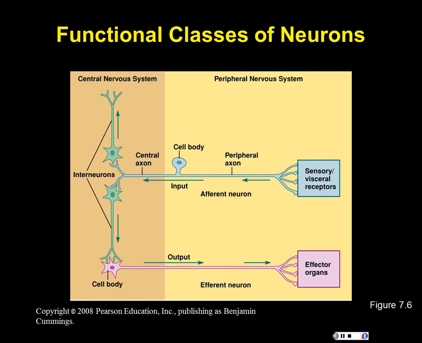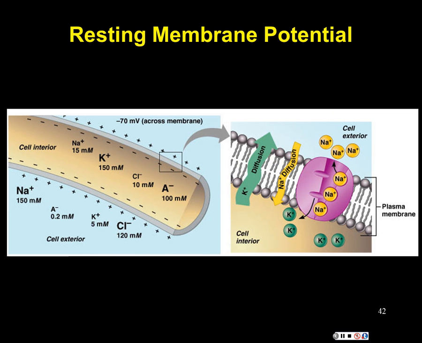Before we can look at how these cells work, we just need to look at a nerve cell in general. And then in chapter 9, central nervous system, chapter 10, sensory input, chapter 11, motor output. And in order to understand a nerve, we need to understand the resting membrane potential, which we covered, I think, in really good detail on Monday.